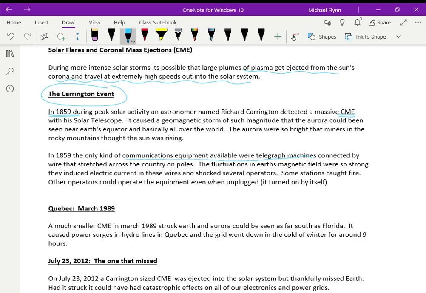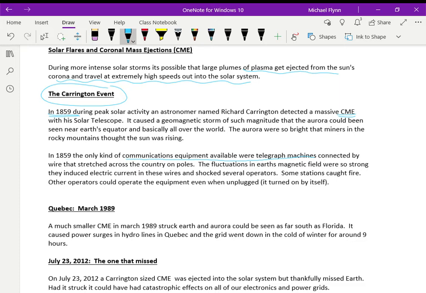Some of them turned on when they were unplugged. In other words, they were being powered by the electromagnetic induction happening as a result of the fluctuating magnetic fields in this coronal mass ejection. Now, that wouldn't hurt you or I, but it will damage electronics 100%. It's like an electromagnetic pulse, which is sometimes used as a weapon to disable someone's electronics. This one is on a global scale, hitting all the electronics all over the world. Now, back then, with only telegraph machines, it's no big deal.